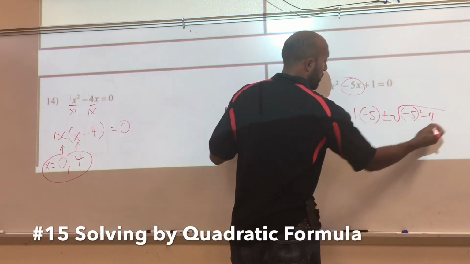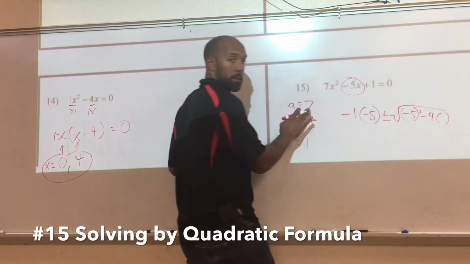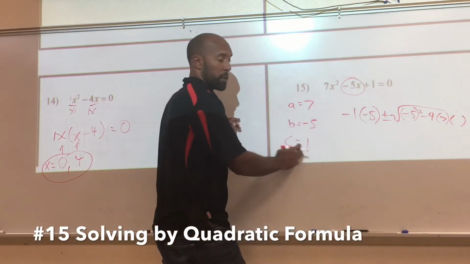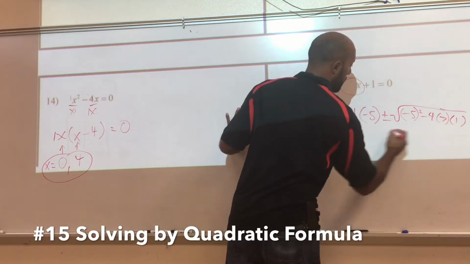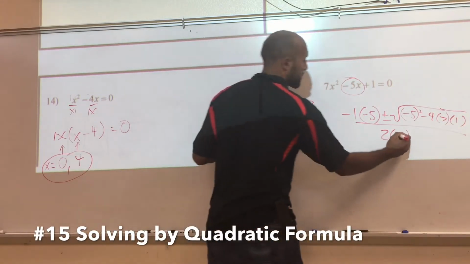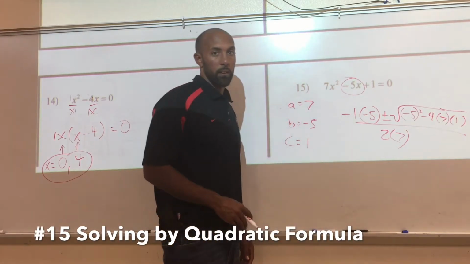Okay? -4, remember 4 is always the same. Then times our A, which is 7. Okay? Then times our C, which is 1. All of that over 2 times A, which is 7. Okay? So now I'm going to stop there. We're going to work this out in the calculator.